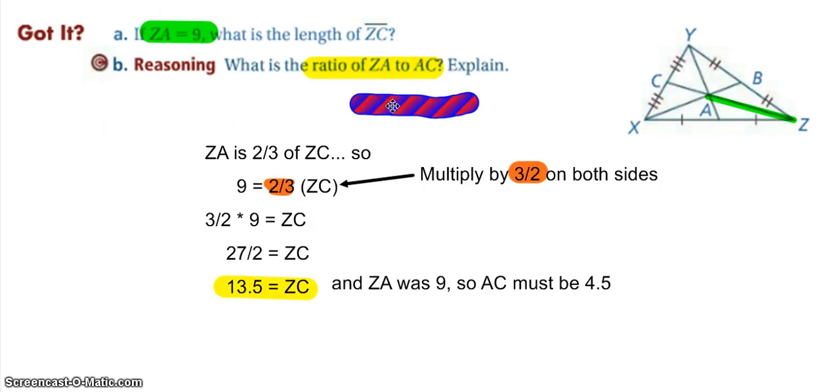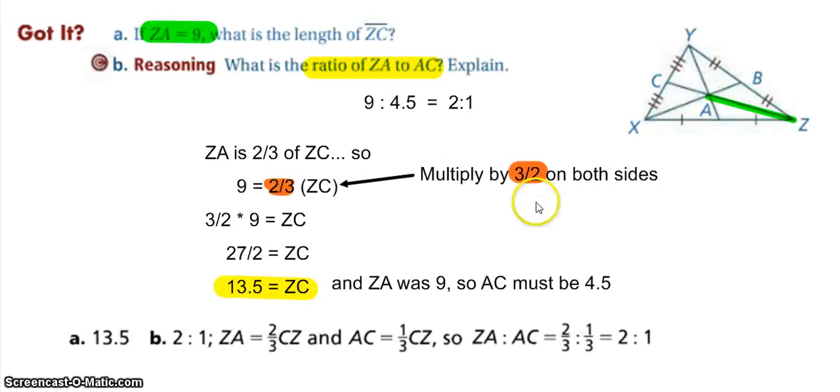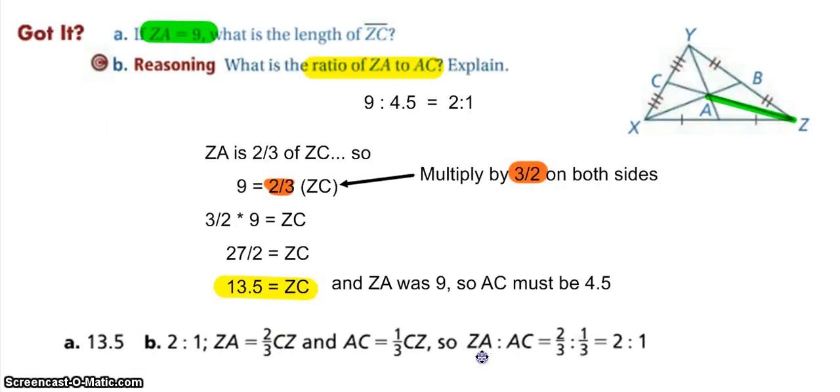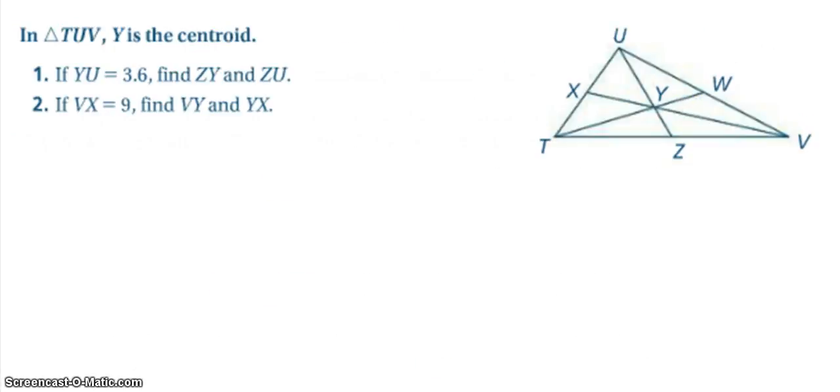So if I set up this ratio of ZA to AC, it's just 9 compared to 4.5, which really simplifies down to 2:1. Now, if you want the more complicated method of seeing that, here is the answer for B all written out. But what we'll see is this relationship will always hold true. Since this is 2/3 and the shorter section is 1/3, the ratio is always 2:1. Pause the video to try numbers 1 and 2 and come back when you're ready for the answer.